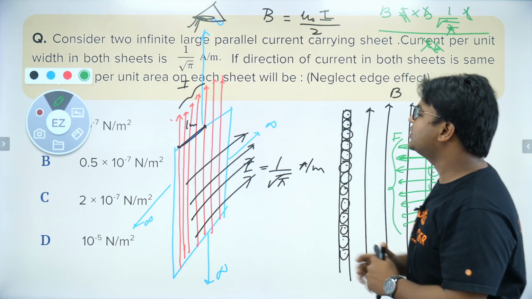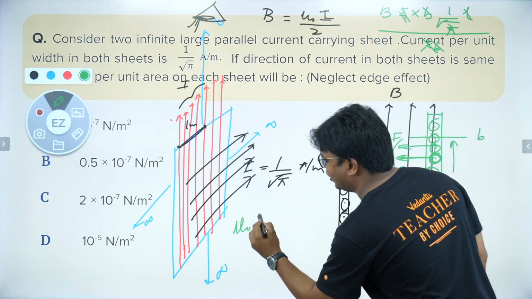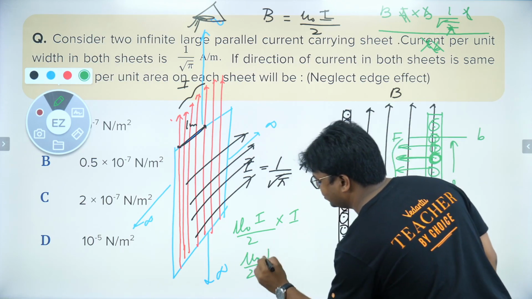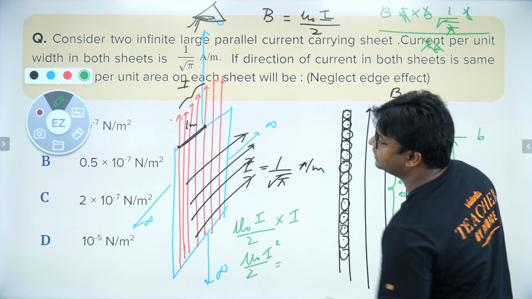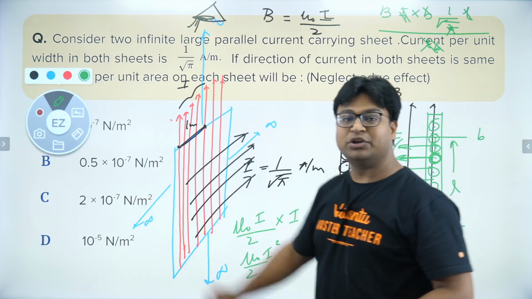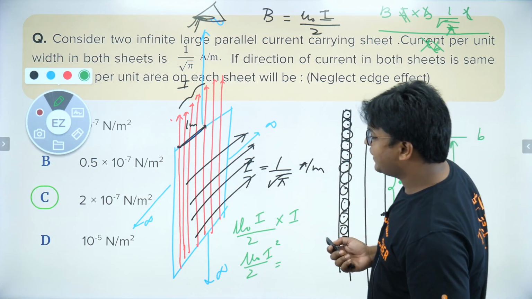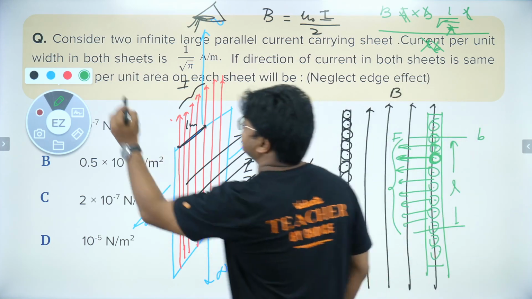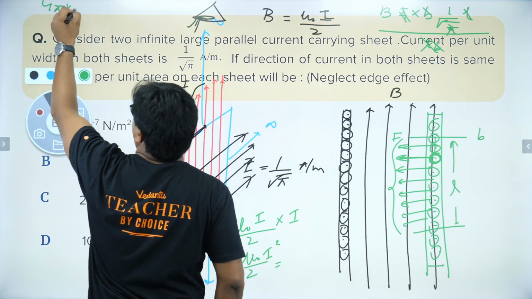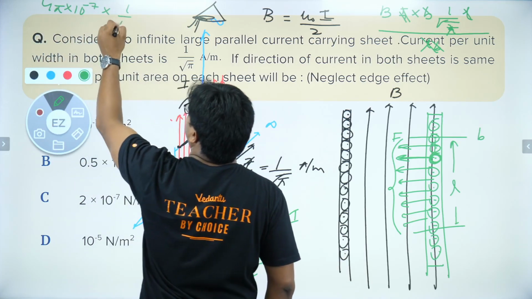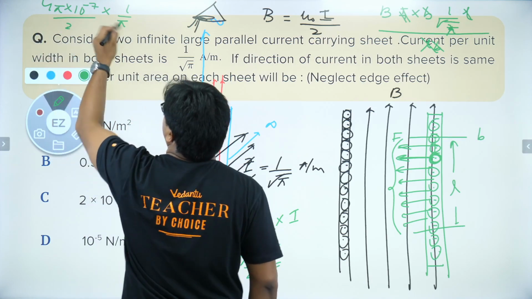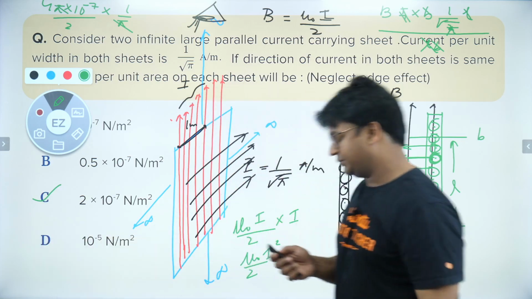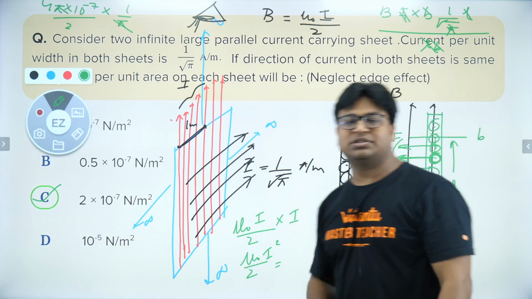B is this much. So my final answer would be mu naught I by 2 into I, which basically becomes mu naught by 2 into I square. We have to find the numerical value. Mu naught is 4 pi into 10 raised to power minus 7. I square will be 1 by pi, and we have a 2 also. So the pi gets cancelled and the answer will be 2 into 10 raised to power minus 7. So option C will be the correct one.